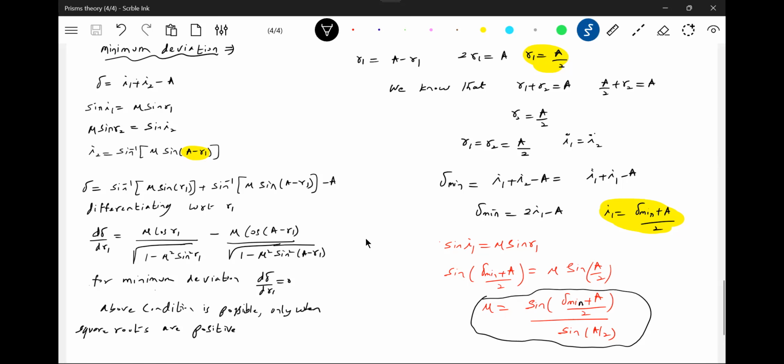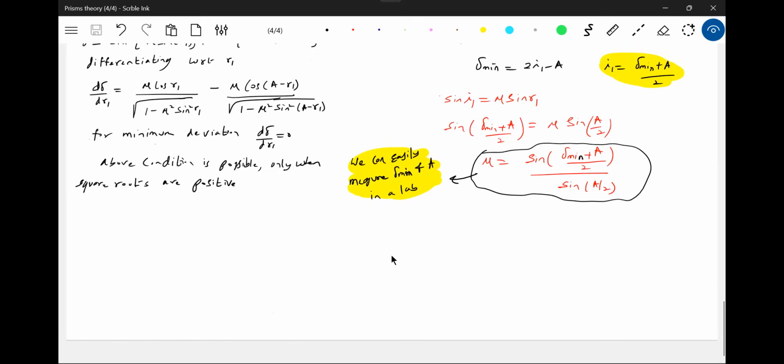So what can we write here? We can easily measure in a lab delta minimum and the angle of prism. So the mu of the material of the prism, we can calculate using this particular formula. The major application of this formula is that with the minimum deviation you can measure the refractive index of the material of the prism.